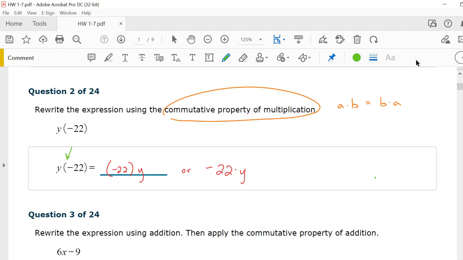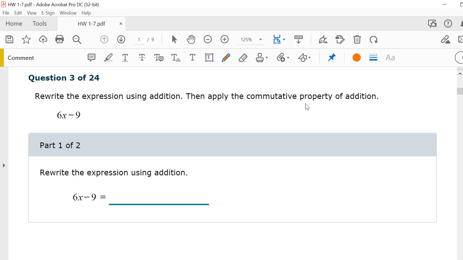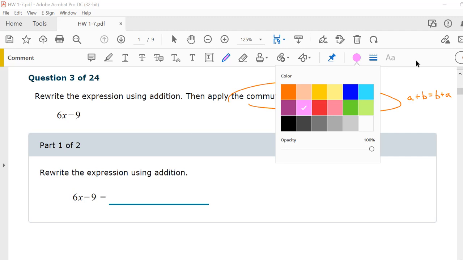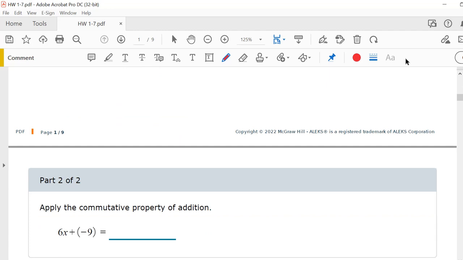All right, number three, rewrite the expression using addition. Then apply the commutative property of addition. Commutative property of addition, one more time, is A plus B is the same as B plus A. Okay, I want to rewrite that subtraction problem using addition. So we know that 6x minus 9 is the same as 6x plus negative 9, right? I can add negative 9 to 6x. Now I want to use the commutative property of addition, and I can say that 6x plus negative 9 is the same as negative 9 plus 6x.